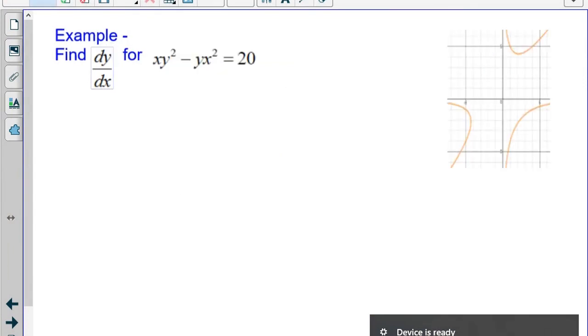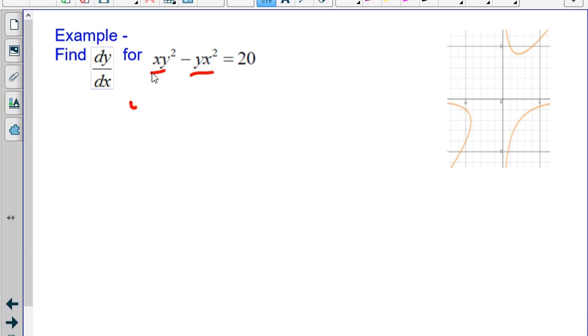Another example, find dy/dx for xy squared minus yx squared equals 20. So here we go. Looks like we have a couple of product rules that we're going to do. Derivative of x is 1 times y squared, plus the derivative of y squared is 2y dy/dx times x, which was the original variable that's over there, minus another product rule.